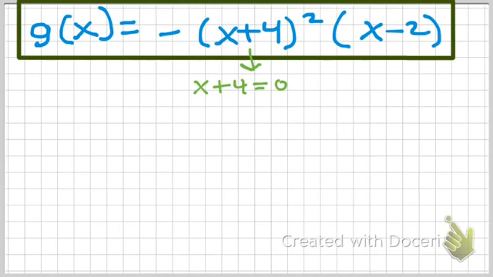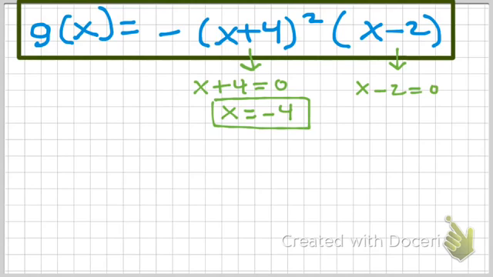So once I subtract 4, I get x equals negative 4. And over here, I get what? Raise your hand if you got x equals positive 2. Now you can talk about its multiplicity.